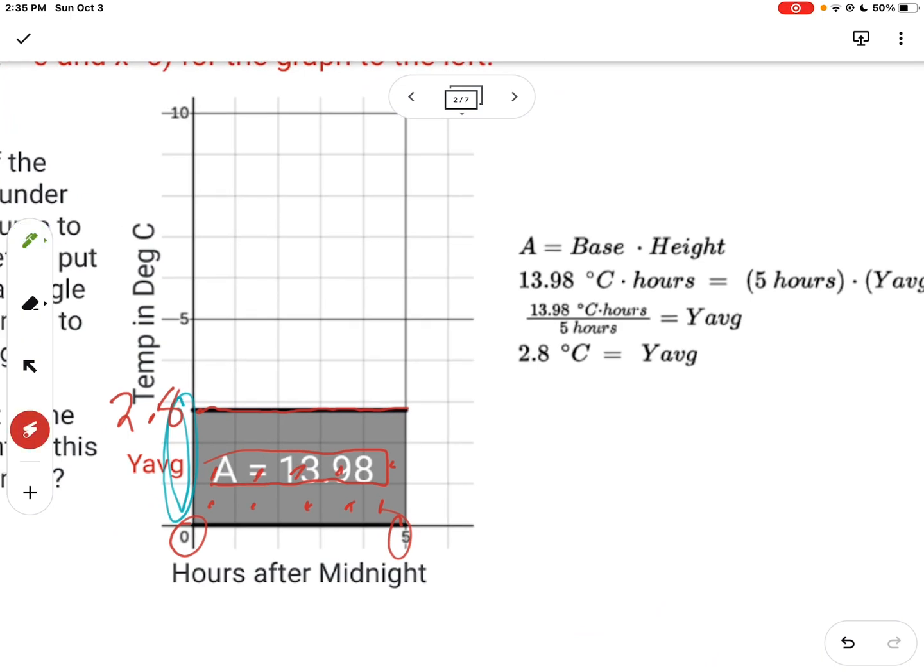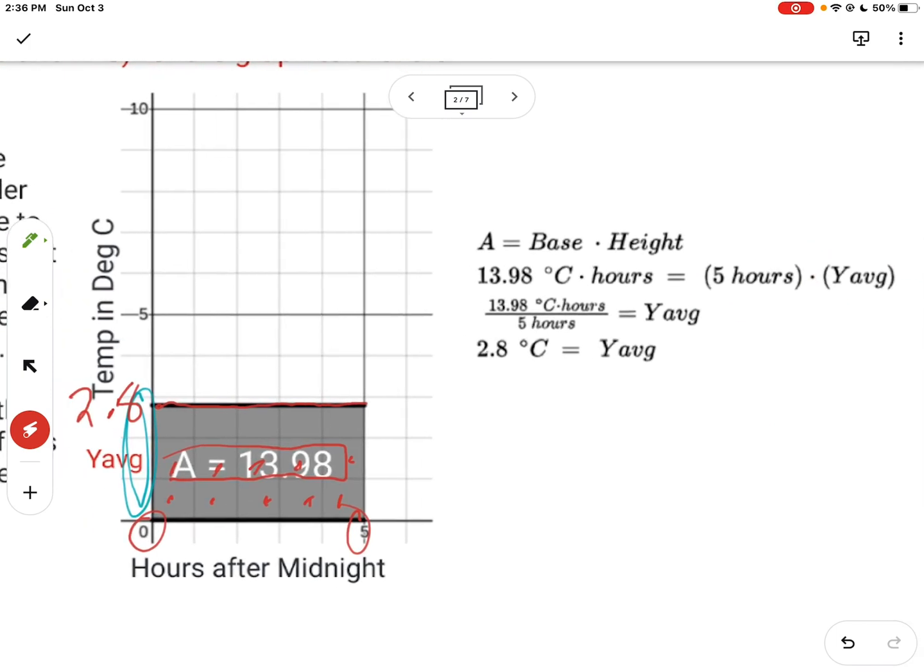I know that the area of this rectangle is base times height. The base goes from 0 to 5 because that's the horizontal distance I'm measuring the average y value over. So then I know the area. I did the area with my integral, and it worked out to being 13.98. What are the units on that? Well, I multiplied the y and the x-axis, so it's degrees Celsius times hours, so it's Celsius hours, and that equals the base, which is 5 hours, multiplied by the height, and the height is y average. Sometimes it's f average for f of x.